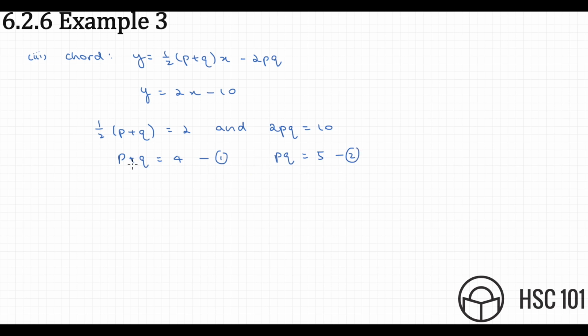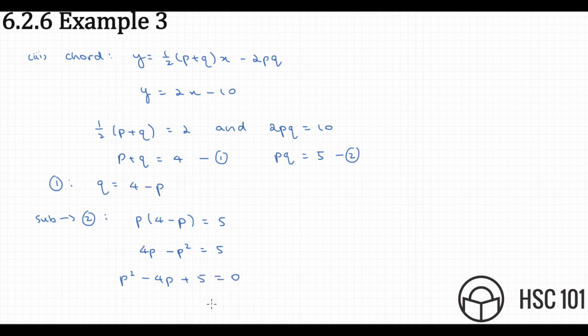What I want to do is solve for the values of p and q, which tells me where my line intersects with the parabola, assuming that this line is actually a chord. So if I take equation 1 and rearrange it so that q is equal to 4 minus p, and substitute this into equation 2, then I'm looking at p times (4 minus p) is equal to 5. If I expand this, I've got 4p minus p squared is equal to 5, or in other words, p squared minus 4p plus 5 is equal to 0.